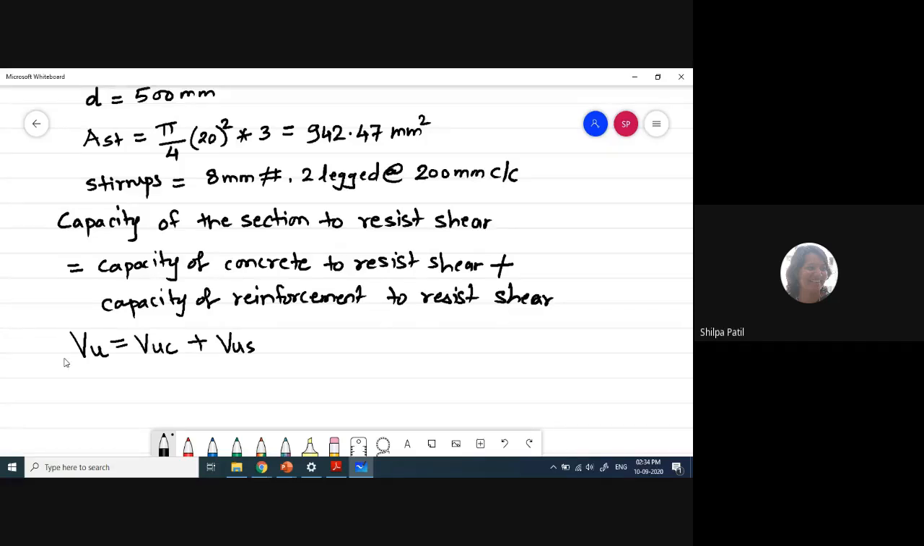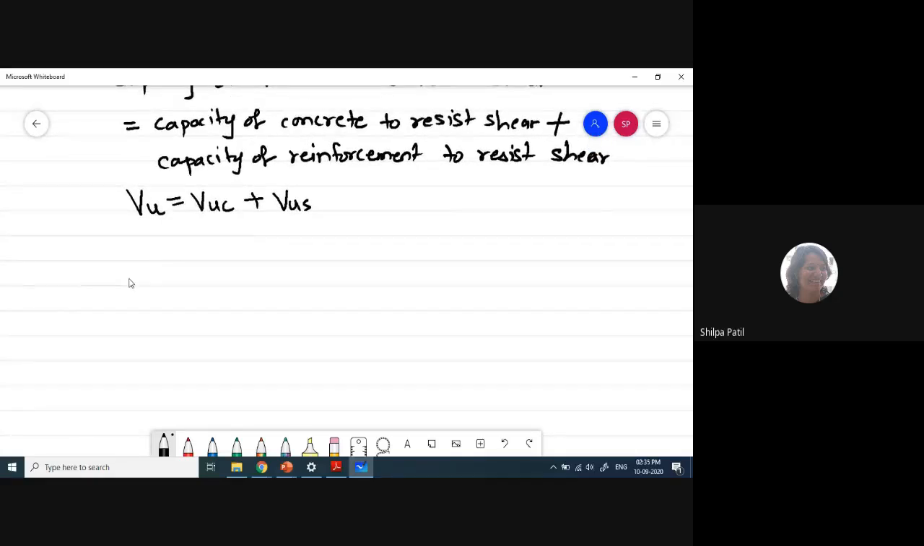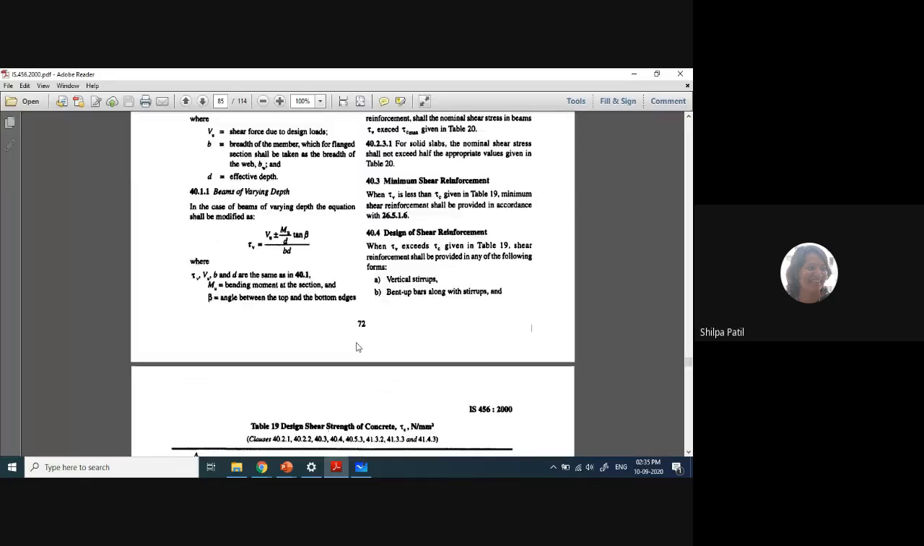What is the formula of Vuc? Tau c into b d. Yes. So let us calculate Vuc first. Tau c into b d. What is tau c? Tau c is the nominal shear strength. Am I right? So I will go to your code now.